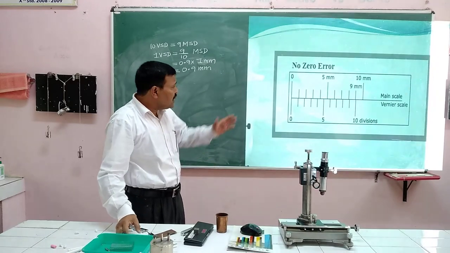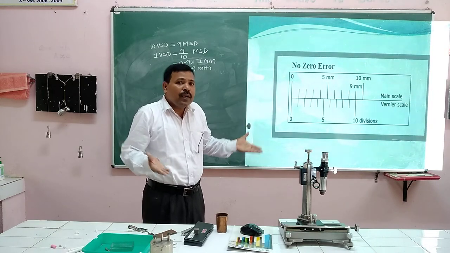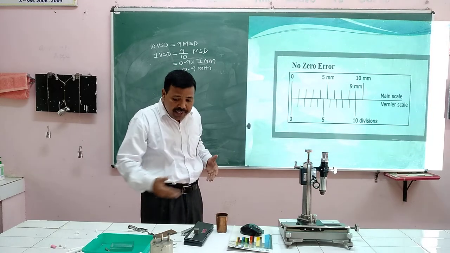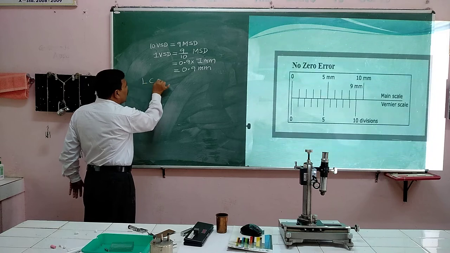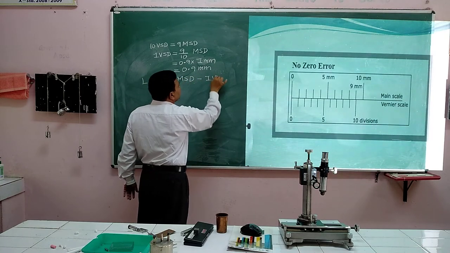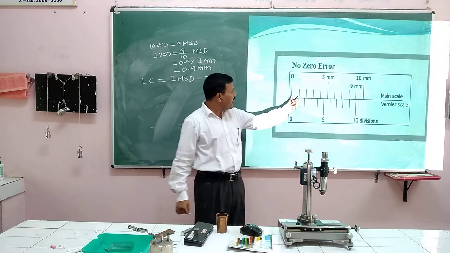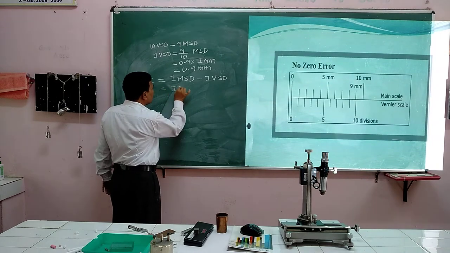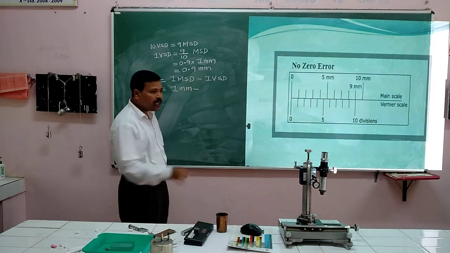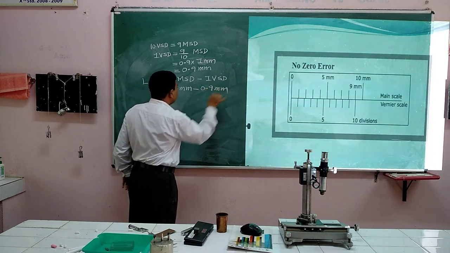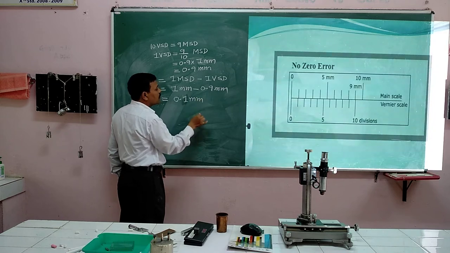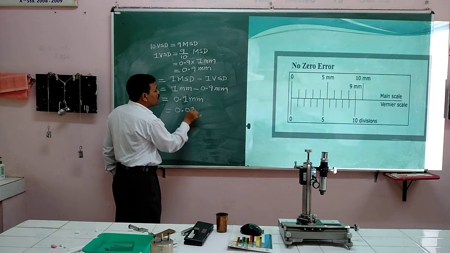And how do we find the least count of this vernier scale? What is least count? The minimum value that can be measured by using this instrument. What is the minimum value? Let us find out. The least count of vernier calipers is defined as the difference between one main scale division and one vernier scale division. The value of one main scale division is 1 millimeter, and the value of one vernier scale division is equal to 0.9 millimeter. After subtraction, we get 0.1 millimeter, or in other words, 0.01 centimeter.